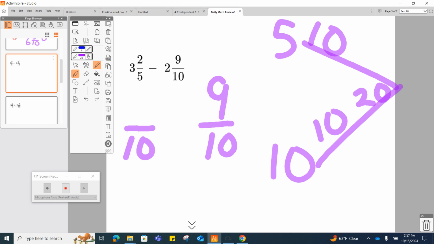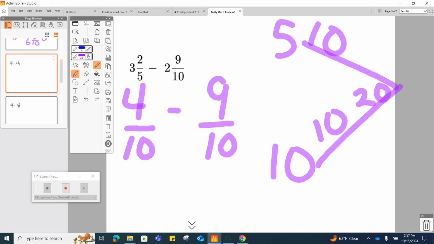5 times 2 is 10, so I have to do the same thing to the top. 2 times 2 is 4. And I need to subtract those. The problem is I cannot take 9/10 away from 4/10.